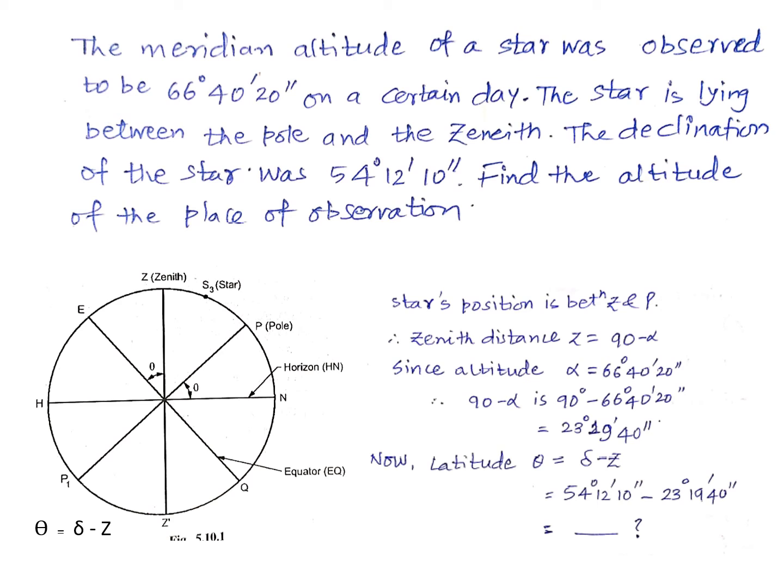The meridian altitude of a star was observed to be 66 degrees 40 minutes 20 seconds on a certain day. The star is lying between the pole and the zenith. Now note that in numericals the star position will always be given, that means you have to identify the case first. The declination of the star was 54 degrees 12 minutes 10 seconds. Find the latitude of the place of observation. Okay.